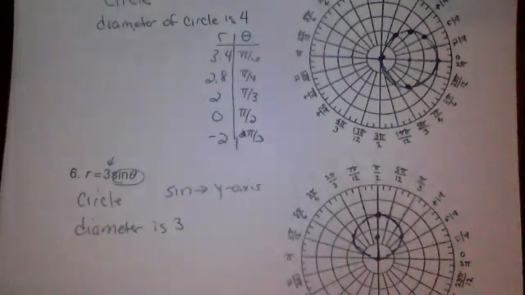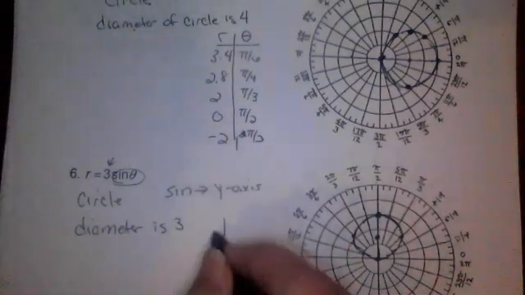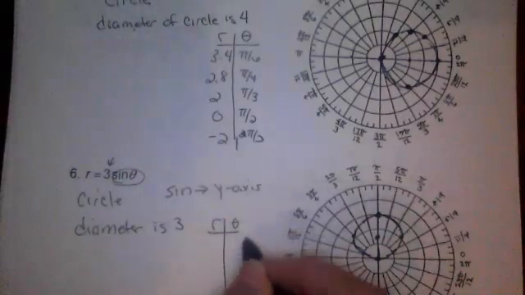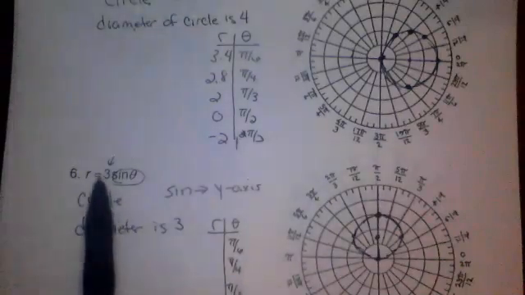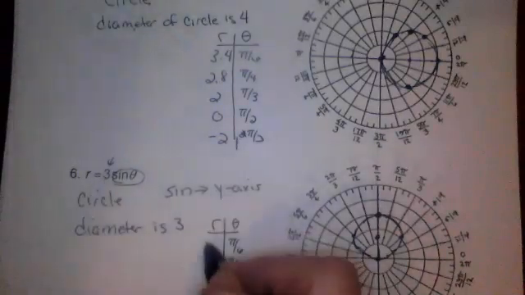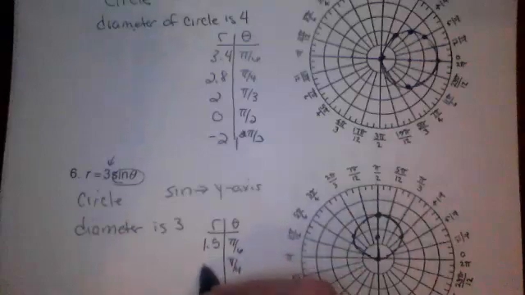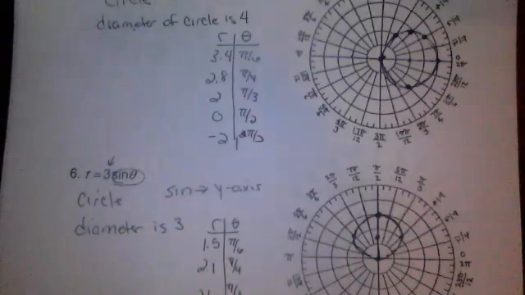Alright, so this is what we should get, but again, we can check the points for r and theta. I'll do pi/6, pi/4, pi/3, pi/2, and we'll just check a few of them. So again, if I type in 3 sine of pi/6, I'm going to get 1.5. 3 sine of pi/4 is 2.1. 3 sine of pi/3 is 2.6, and 3 sine of pi/2 gives me 3.